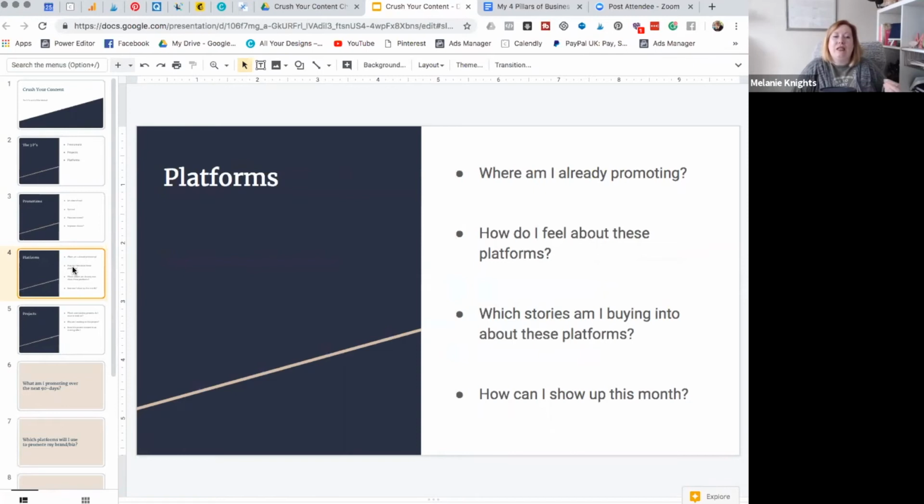But the only way I was able to fall in love with that platform and do it in a way that has not taken me any more time is because I got a strategy for the other platforms. So the other platforms that I'm using in my business, I have a consistent strategy.